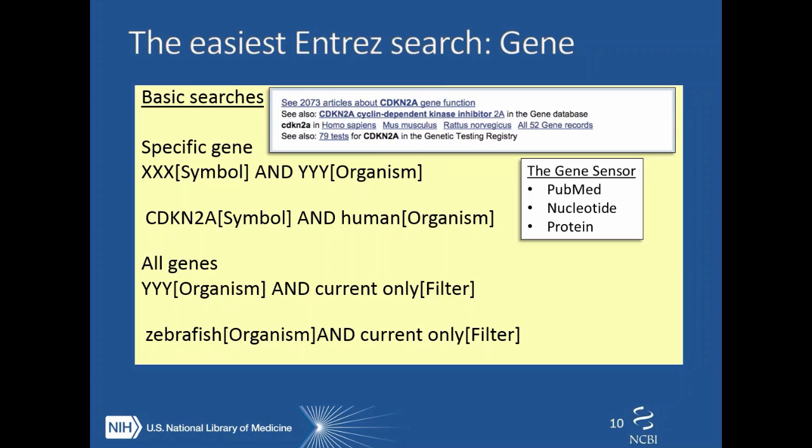Moreover, we know that gene searches are pretty important components of what people do in the NCBI Entrez system. And so when you type a gene symbol that we recognize in one of these search boxes on the PubMed database or the nucleotide database or the protein database, you're presented with this gene sensor that gives you direct access to information associated with the gene record.